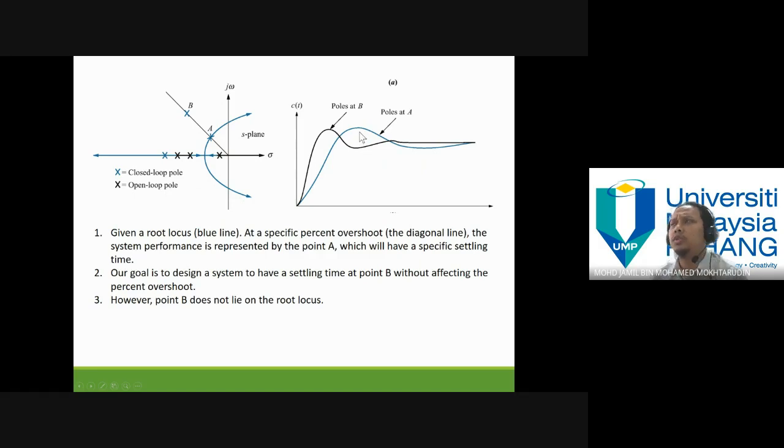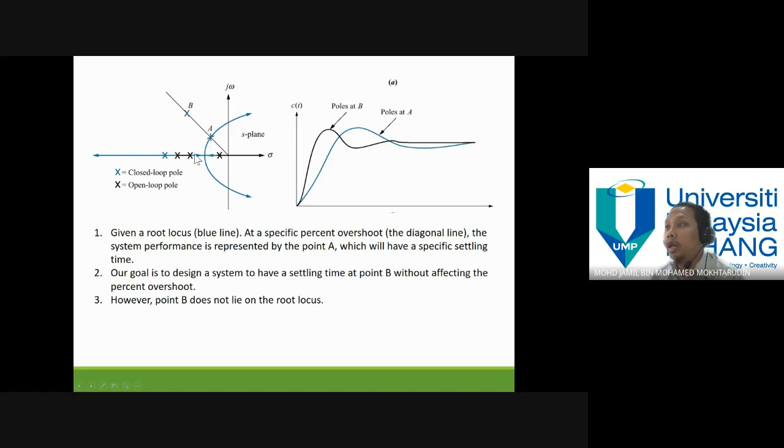Maybe you want to reduce this percent overshoot, or maybe you want to shift this time response to become the black line here at point B. Let's say our goal is to design the system to have a settling time at point B, with a similar percent overshoot but a reduced settling time. But if at point B we find the poles and plot them on the s-plane here, point B is no longer on the root locus.